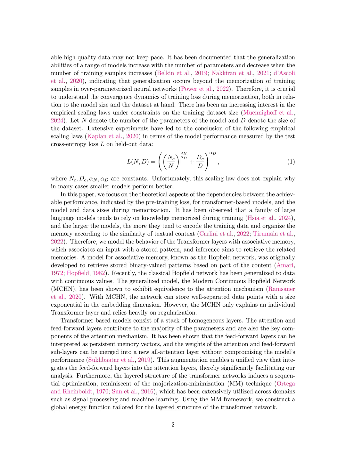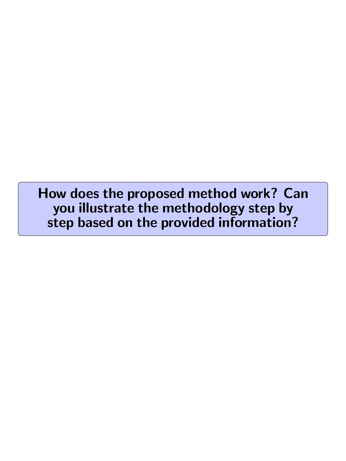By incorporating associative memory models like the Hopfield network and the modern continuous Hopfield network, MCHN, the method offers a theoretical framework to understand the memorization process in transformer-based neural networks. How does the proposed method work? Can you illustrate the methodology step by step based on the provided information?